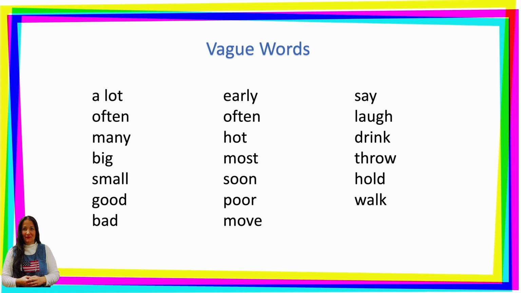How poor? Move. In what way do you want to move? You say something. How do you say it? Were you happy? Were you sad? Were you excited? Were you like Mr. Moody? Here's the word laugh, drink, throw, hold, walk. Better words can describe all the words that are here.